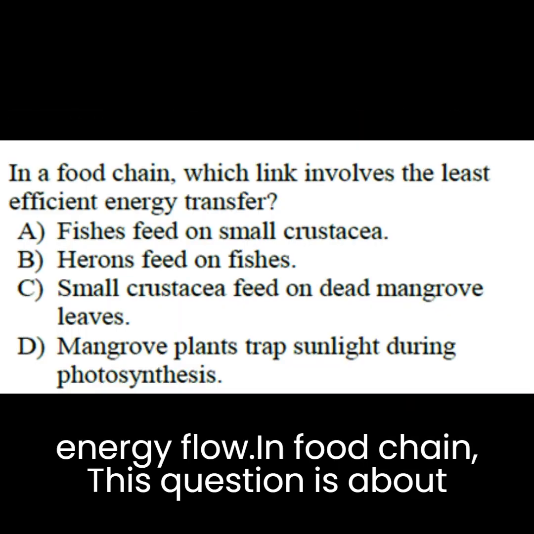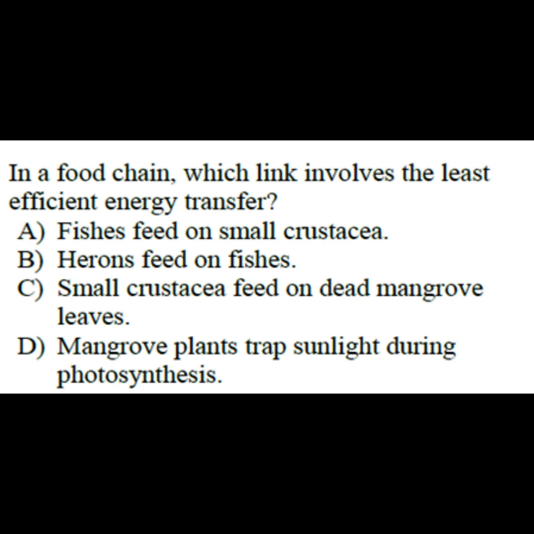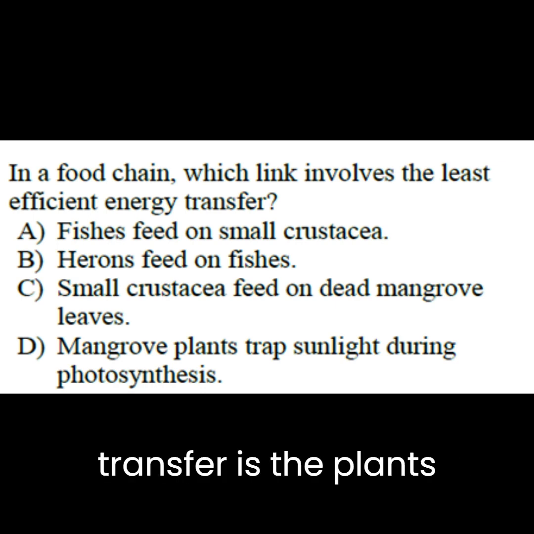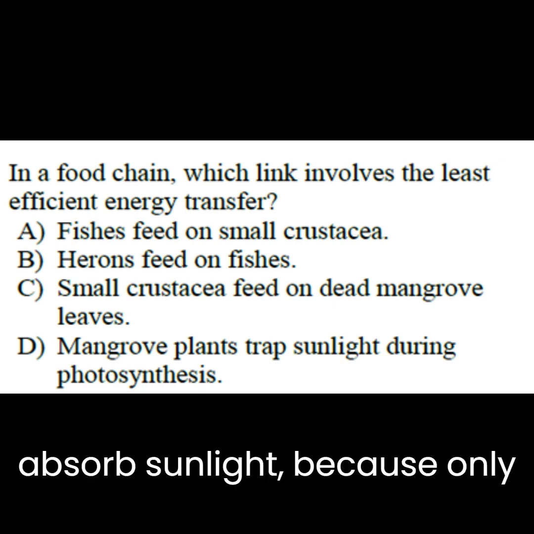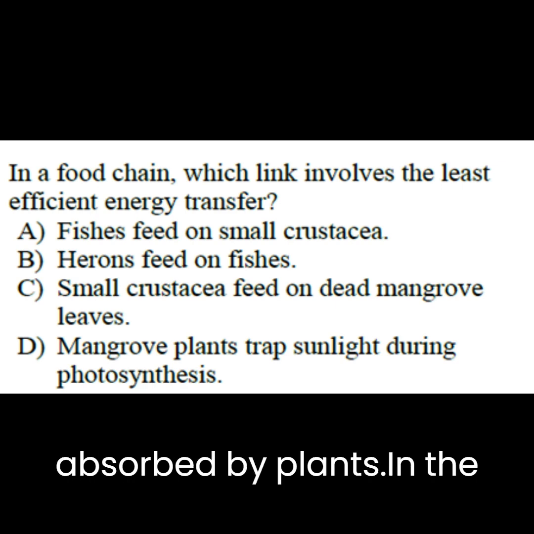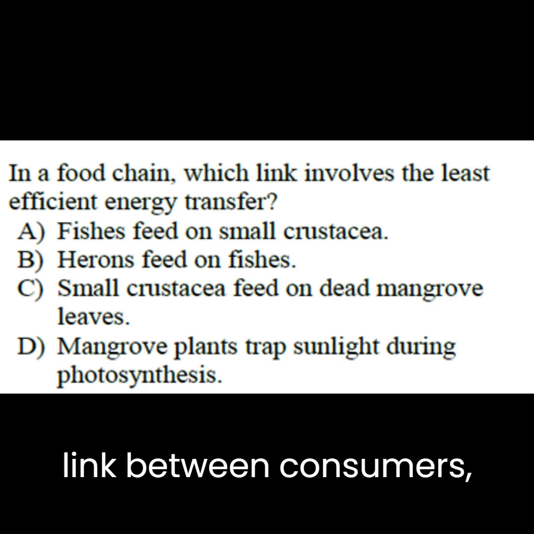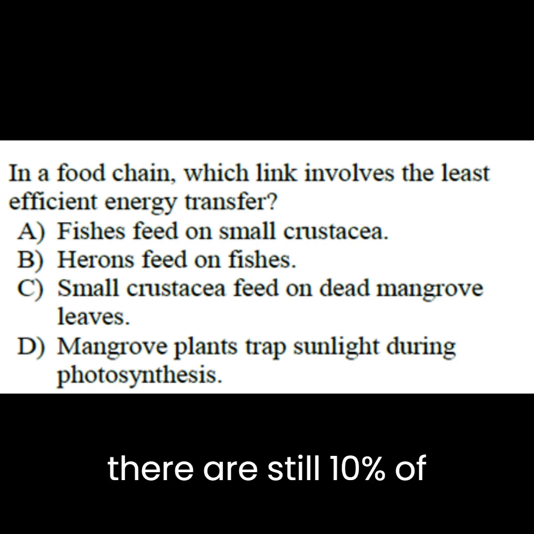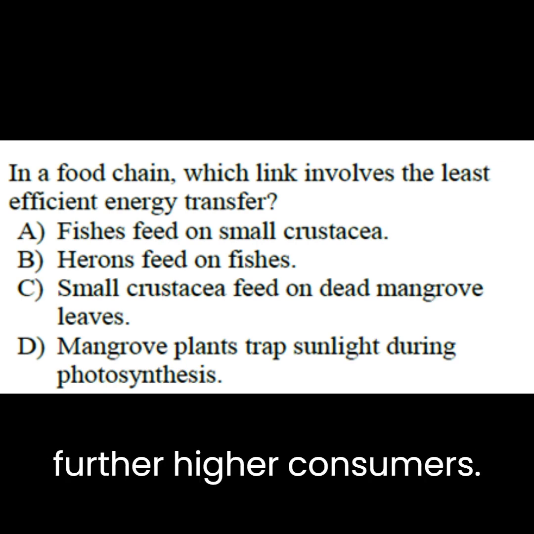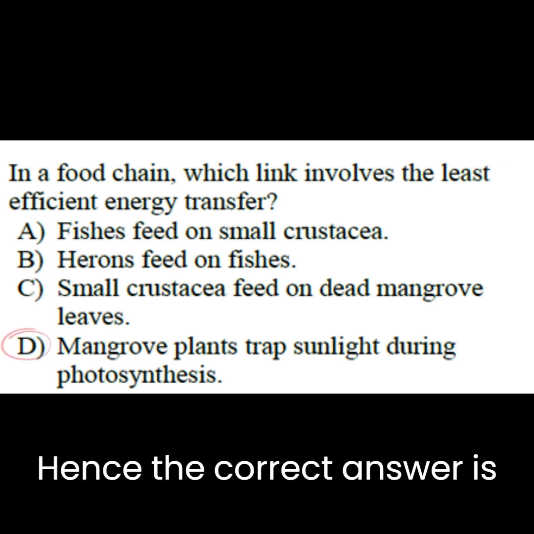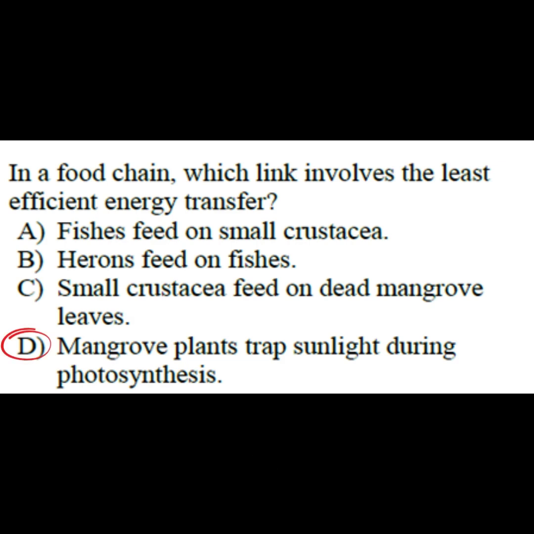This question is about energy flow. In the food chain, the least efficient energy transfer is when plants absorb sunlight, because only 2% of solar energy will be absorbed by plants. In the link between consumers, still 10% of energy can be transferred to higher consumers. Hence, the correct answer is D.